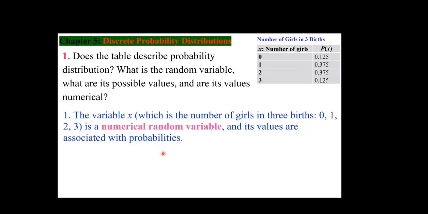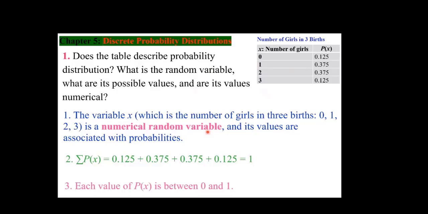So the next one is that the summation is 1, and of course, each value is between 0 and 1. These are the main criteria. Number 1, make sure that each one is between 0 and 1. Can it be 0? Yes. Can it be 1? Yes. But it can't go beyond. Number 2, make sure they add up to 1.